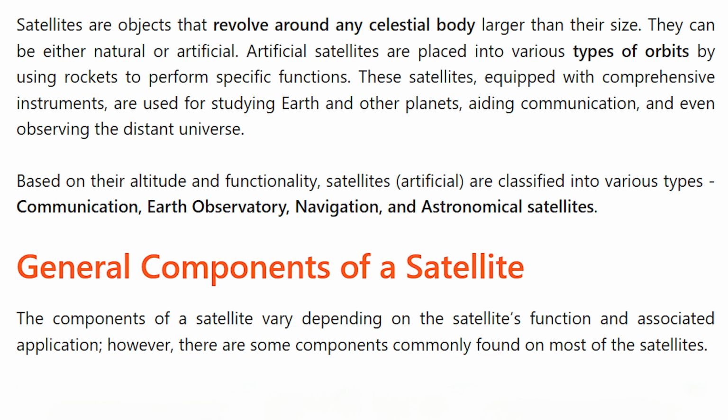distant universe. Based on their altitude and functionality, artificial satellites are classified into various types: communication, Earth observatory, navigation, and astronomical satellites. General components of a satellite. The components of a satellite vary depending on the satellite's function and associated application. However, there are some components commonly found on most of the satellites.